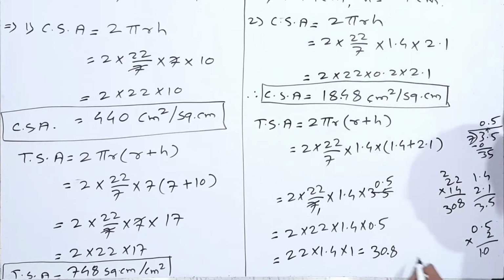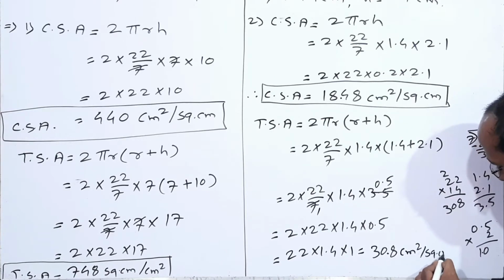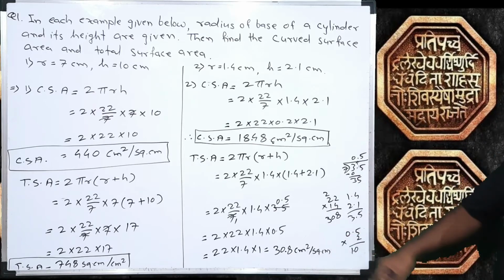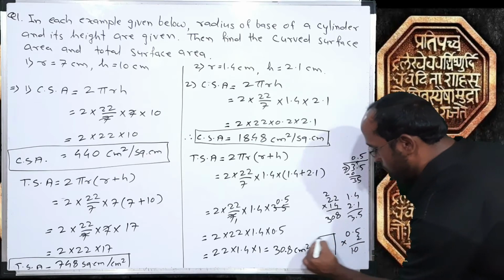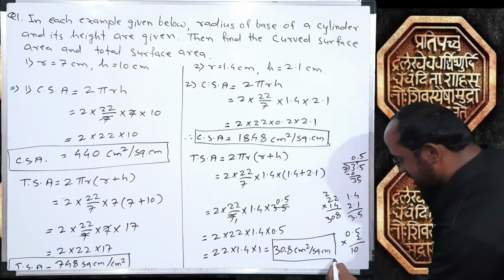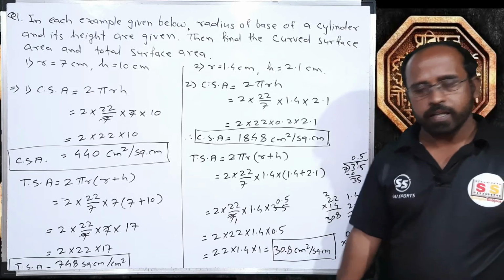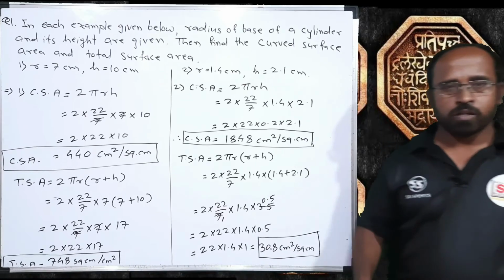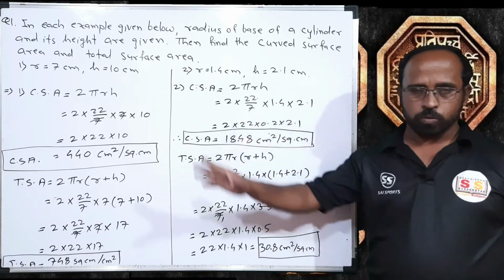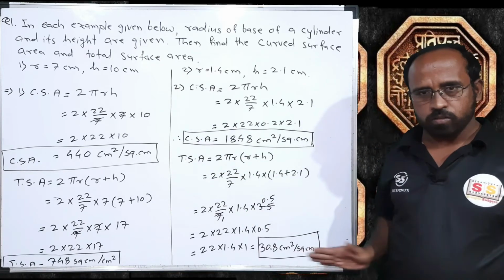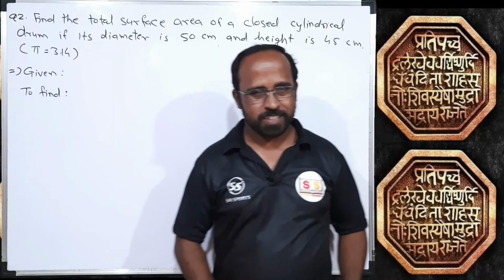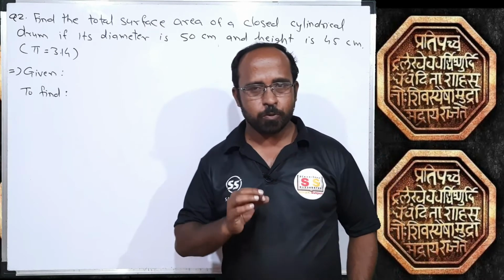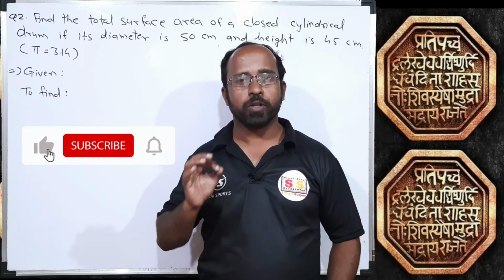Centimeter. So centimeter square, or square centimeter. Got it, guys? So the total surface area of the cylinder in the second example is 30.8 square centimeter. To write the next example, I have to rub the board, so please note down whatever there is on the board. Thank you, guys. Next question is question number 2 from practice set 16.2.